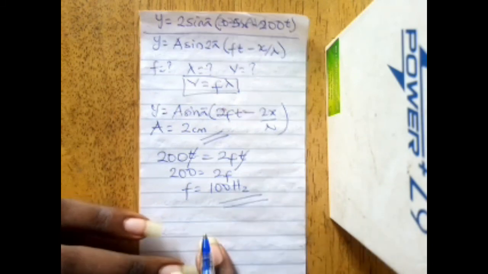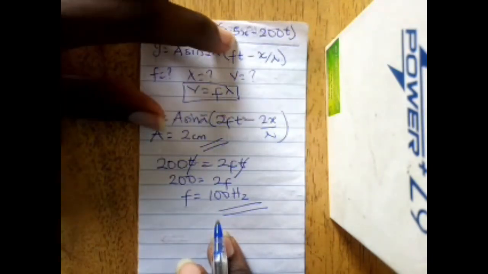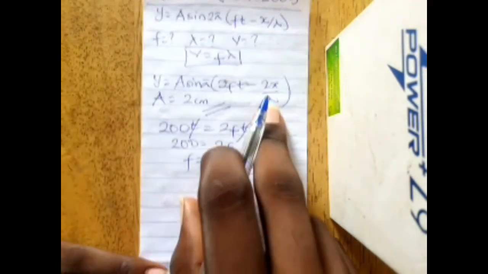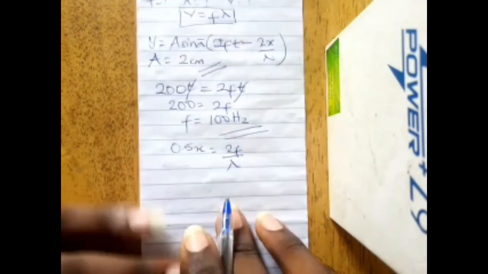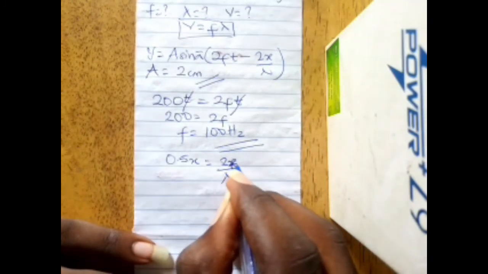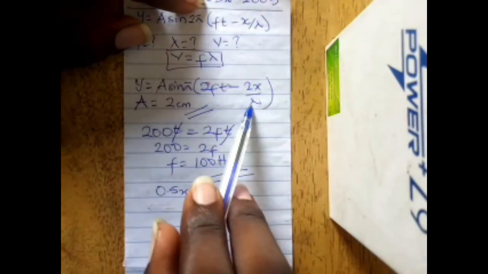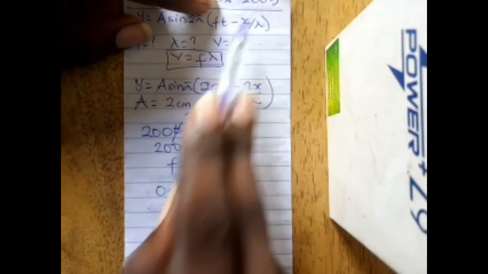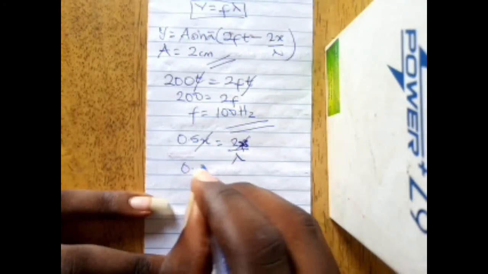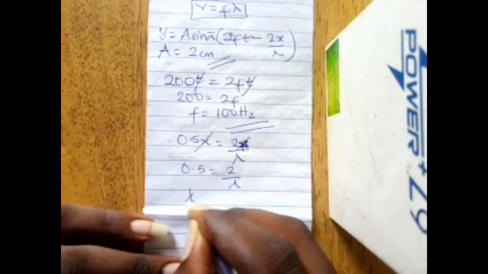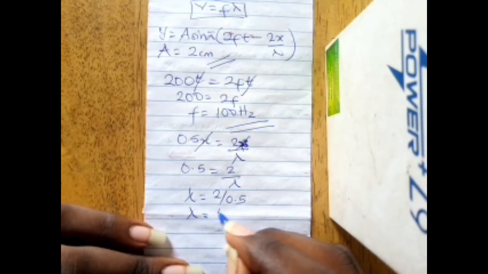So I am able to find the frequency, which is 100 Hz. Now the last thing I have here is 0.5x, and I have 2x over lambda. So 0.5x equals 2x over lambda. The same way I compared 200t to 2ft, I can cancel both the x out. So I have 0.5 equals 2 over lambda. So lambda will give me 2 divided by 0.5. So lambda will give me 4 centimeters.